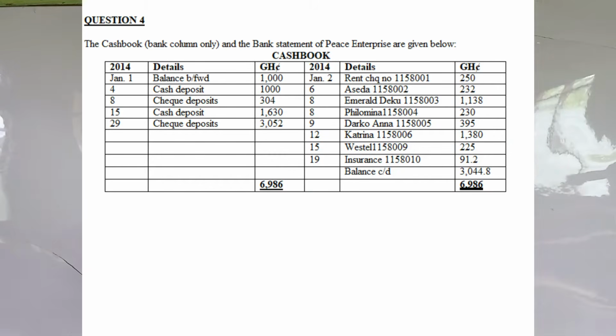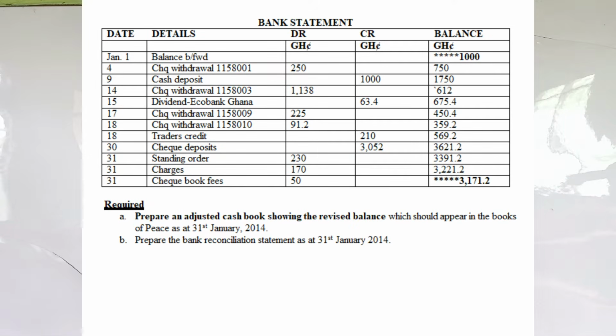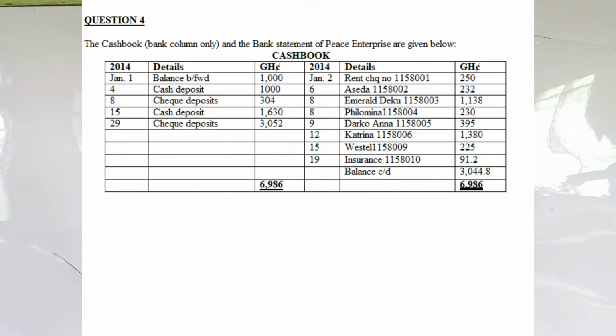So let's start from the credit of the cash book. We have rent with check number 1158001, 250. So we go there, credit side, we have 250 there. So that is the same check number. Sometimes they may not bring the check number, but the names will be the same and all that. Then also, we are still on the credit. Our point of reference is on the credit side of the cash book. So the next one is ASEDA 232.